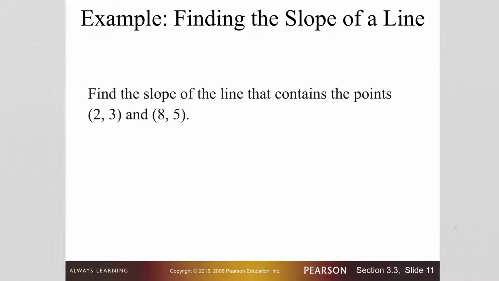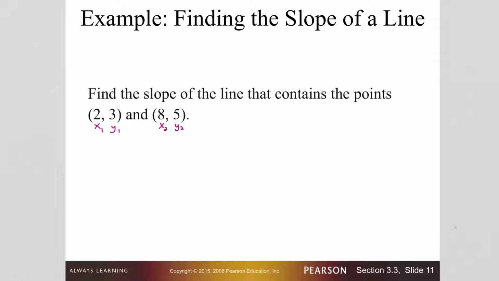Okay, so now I want to find the slope of the line that contains these 2 points. Now, I'm going to name this first point x sub 1, y sub 1. This is my x coordinate, the 2 is my x coordinate, the 3 is my y coordinate. I'm going to name the second point x sub 2, y sub 2. I'm going to do this problem 2 different ways. I'm going to show you that it doesn't matter how you name your points.